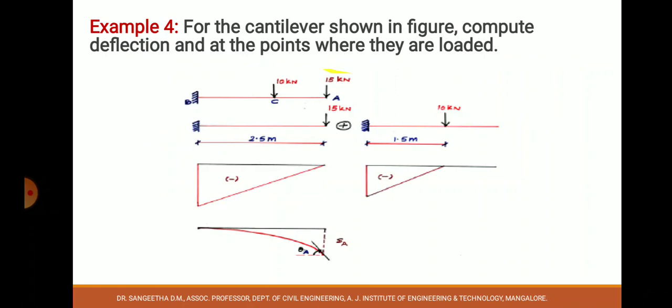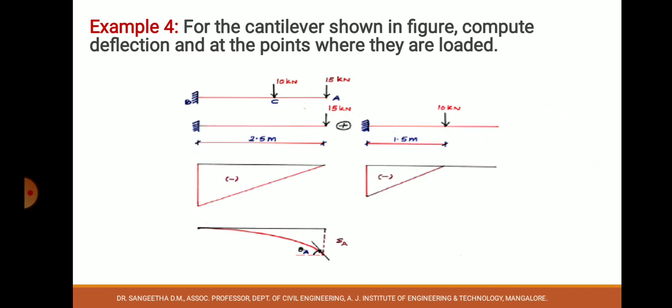Here in this figure you can see 2 point loads, one at C, the other at A. So you have to find the deflection, delta, at points C and A. When there are multiple loads, you have to draw the M by EI diagram separately. You can draw it together also, but I suggest you draw it separately so that it is easy for an initial learner.